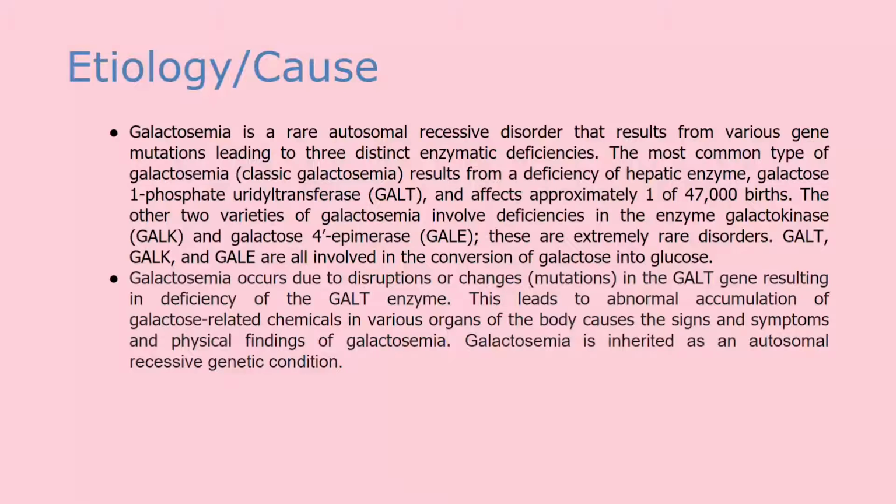Galactosemia occurs due to disruptions or changes in the GALT gene, resulting in deficiencies of the GALT enzyme. This leads to abnormal accumulation of galactose-related chemicals in various organs of the body, which causes the signs, symptoms, and physical findings of galactosemia. Galactosemia is inherited as an autosomal recessive genetic condition.